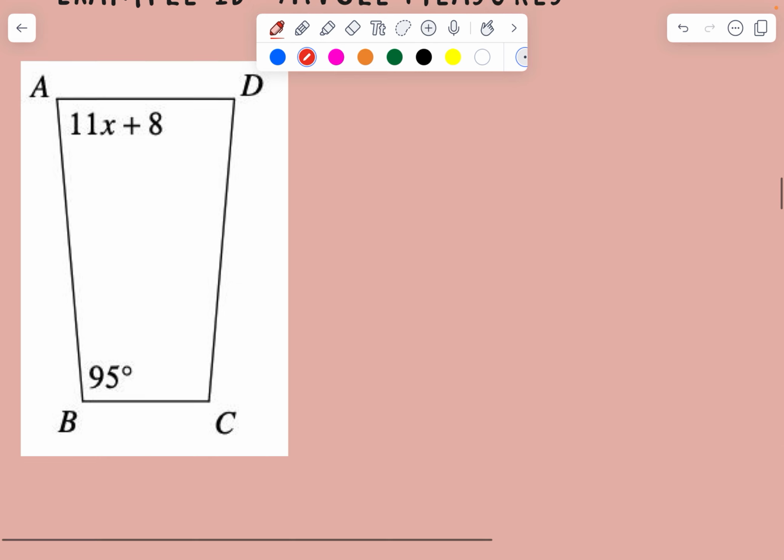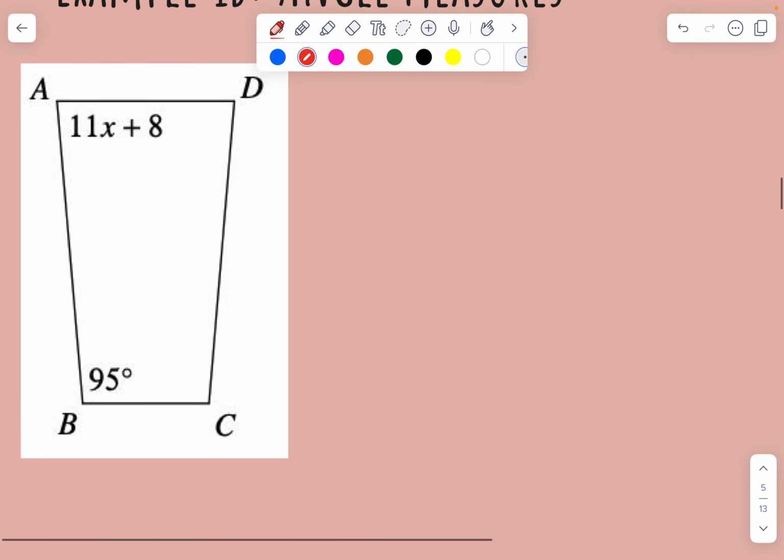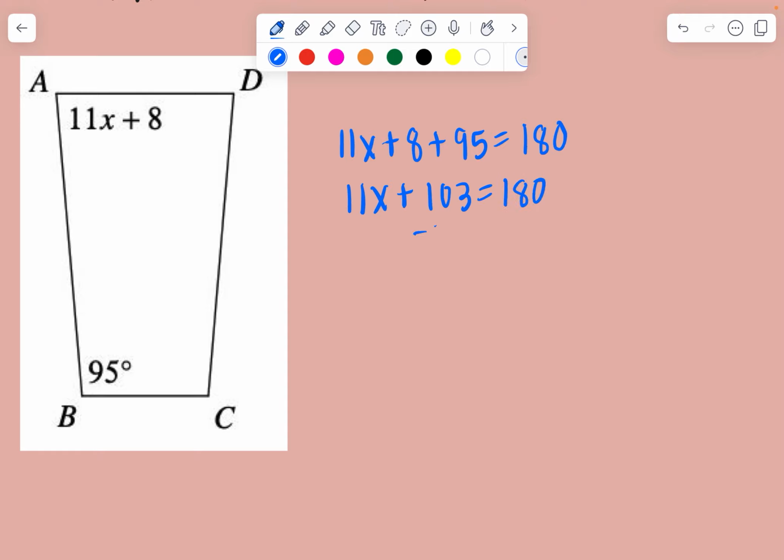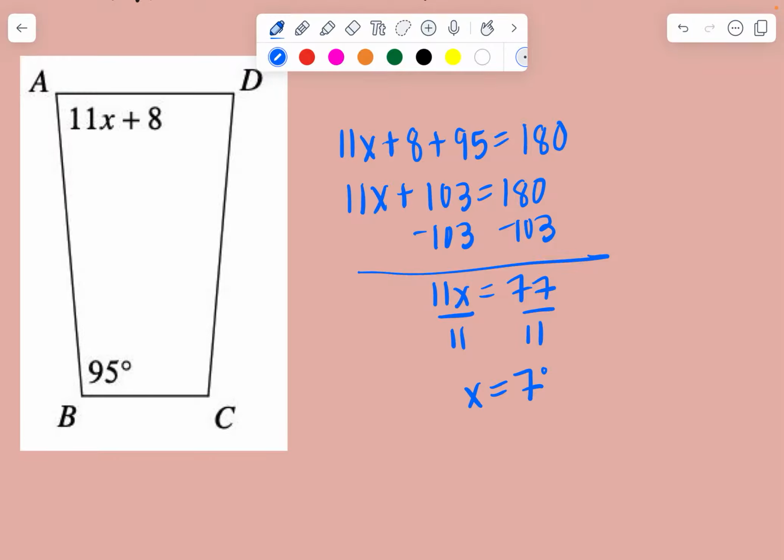All right, this one requires us to solve a little bit more complicated of an equation, but again, those two angles are going to add to 180 degrees. 11x plus 8 plus 95 is 180. 8 and 95 is 103. So 11x plus 103 is 180. Taking 103 from both sides, we get 11x is 77. And dividing by 11, x is going to be 7 in this case.